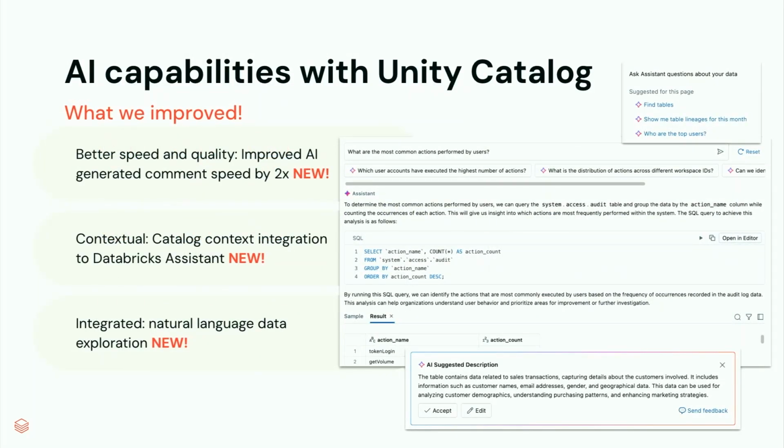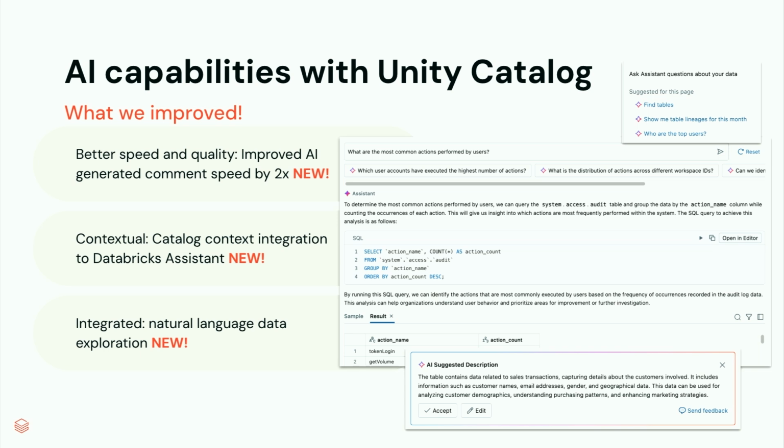So for what we improved in the AI capabilities, some of you might notice there are a few principles we try to follow and improve on. For one, we have invested in speed and quality for the AI generated comments and all the AI capabilities. For generation speed, we have improved with a faster model and faster serving, and overall the speed is now 2x faster, and we also improved quality by a lot.